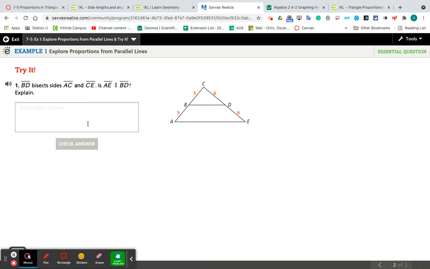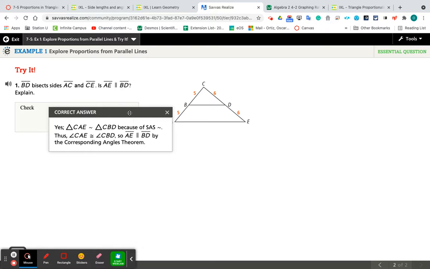So please try to use the same reasoning here and see if we know that BD in this case bisects each one of the sides AC and CE. We can tell because these are two congruent segments, 5 and 5, and it also bisects the other side, 6 and 6. So the question is, can we go backwards and determine whether these two are parallel or not? Please give it 1 minute and then pause the video. And when you have an answer, please don't forget to check it.